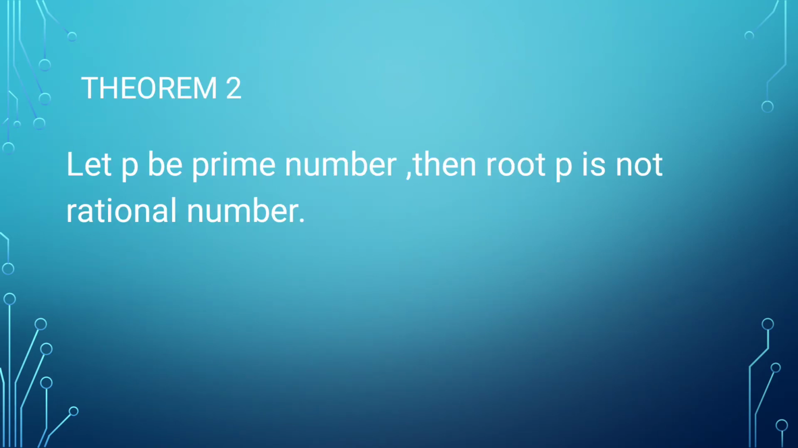Let's look at this theorem. Let p be a prime number, then the root of p is not rational. Now let's see how we can prove this.